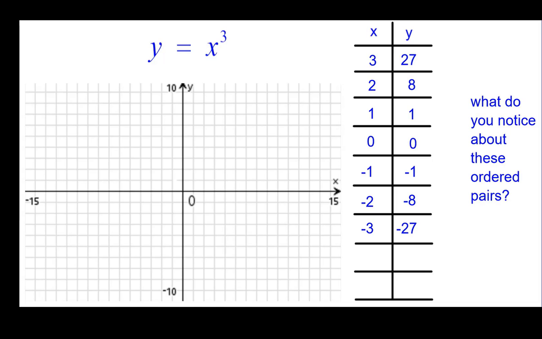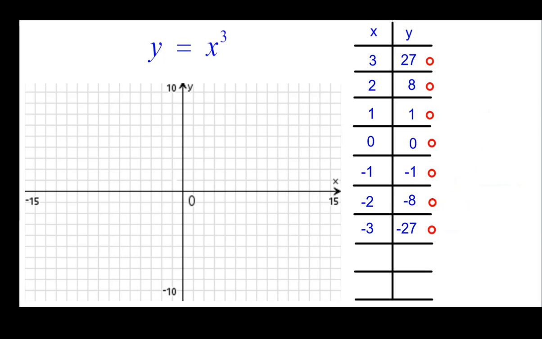So what do you notice about these ordered pairs? Think about it. We'll come back to that later. So let's go ahead and plot the points. So 2 over, 2 up 8, 1 comma 1, the origin, -1, -1, -2, -8. You'll notice that these 2 points can't easily be plotted, so we will omit those. But we got 5 good points, I think.